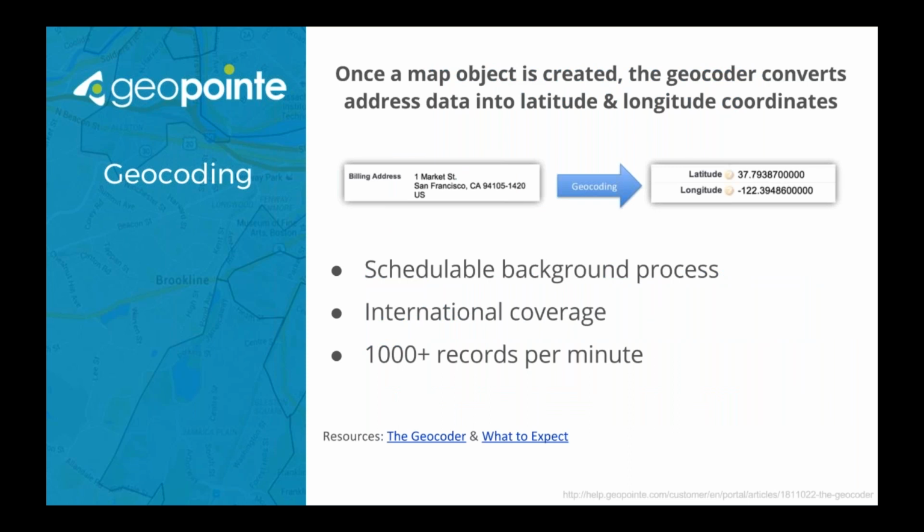Once you've created the map object, the next process is what we would call geocoding. What geocoding does is it takes address information and then it's sent out to a geocoder that translates that into latitude and longitudes, which is actually what we need to put stuff on the map. You don't have to worry about the specifics of this process. That's part of what we're doing for you. And it's a schedulable process. It can be very much a set it and forget it, and you won't have to worry about it.